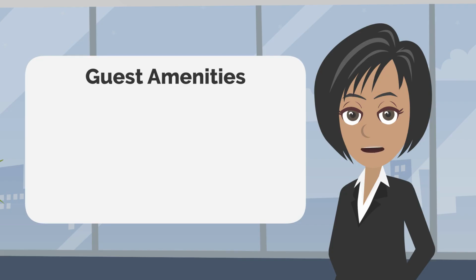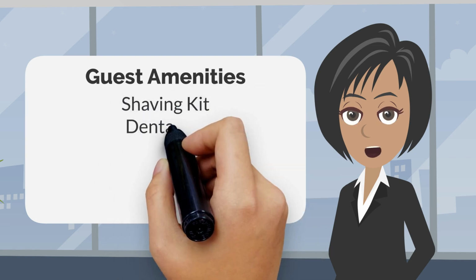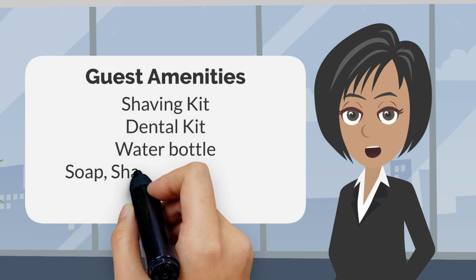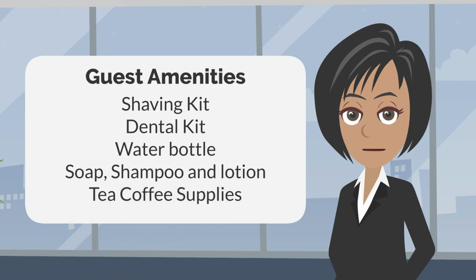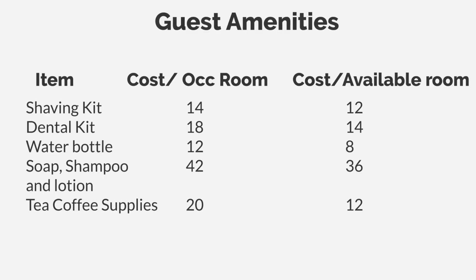So first, let us look at what are the key areas of expense in guest supplies. If you do your analysis, you will note what are the most expensive items in your hotel. Typically it will be the shaving kit, dental kit, soap, drinking water, and tea coffee making supplies. Check what is the top expense for your hotel. Make a list in Excel of how much you spend on each item and what is the cost per occupied room as well as the cost per available room.